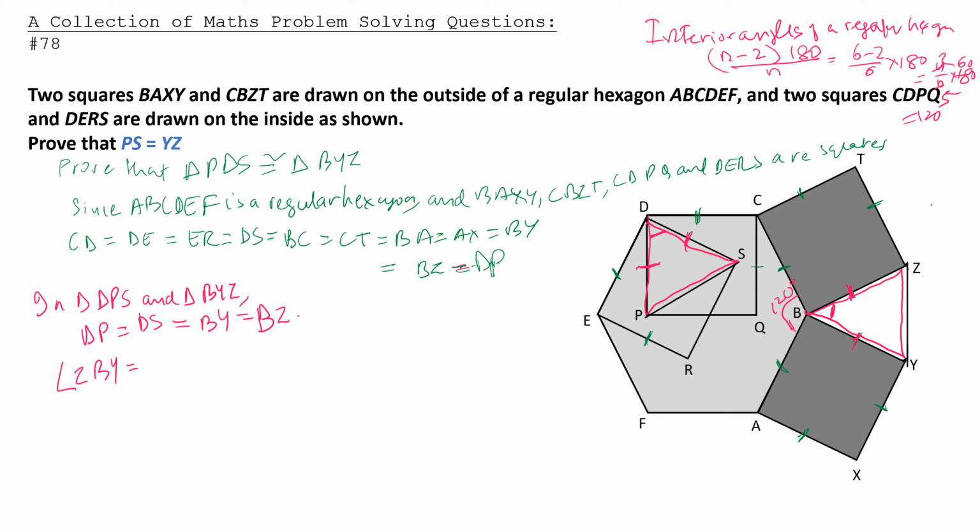And this is a square, so that would be 90 degrees. So we can say angle ZBY equals 360 degrees minus (120 plus 90 plus 90), and that equals 360 degrees minus (120 plus 180), 360 minus 300.